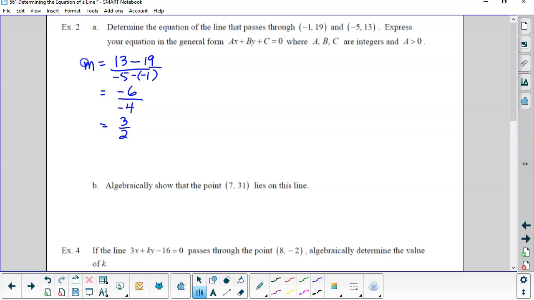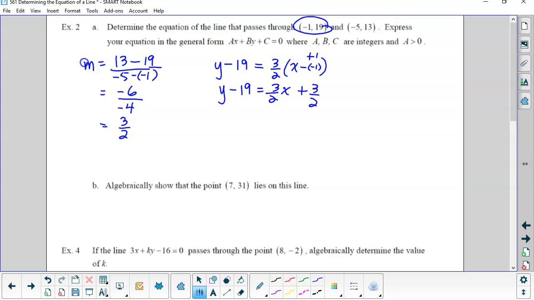Okay, now your call, however you want to get to this general form. What you might want to do is put it in slope point form. So y minus, choose one of the points. I'm going to choose this one. So y minus 19 equals, the slope is 3 over 2, x minus negative 1. Then get rid of the brackets. This is like plus 1 there, so that's going to be plus 3 over 2.